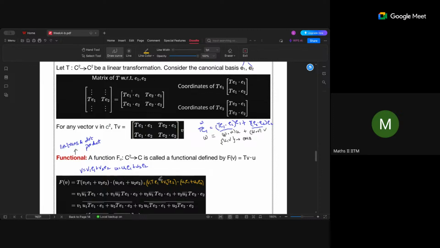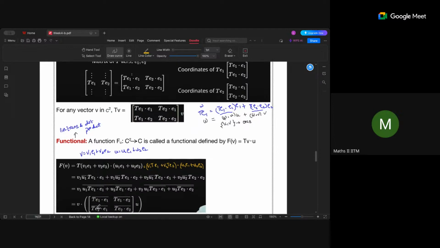Right? Then you do the dot product. So you see that V1 U1 bar TE1 dot E1. Okay. And then in the same way plus V1 U2 bar TE1 dot E2. And then V2 U1 bar TE2 dot E1. And then V2 U2 bar TE2 dot E2. So this is just the dot product we have done here.